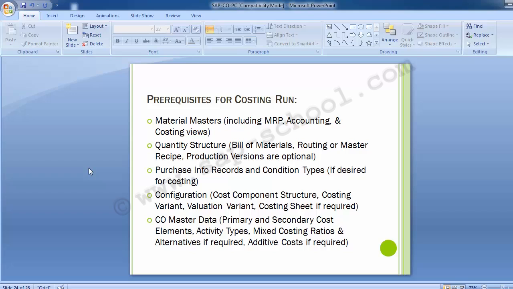What are the materials used when producing a material in the BOM, and what are the different activities which have been involved in the routing part. Purchase info records and condition type if desired for costing.